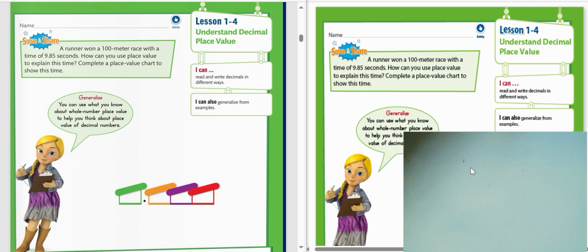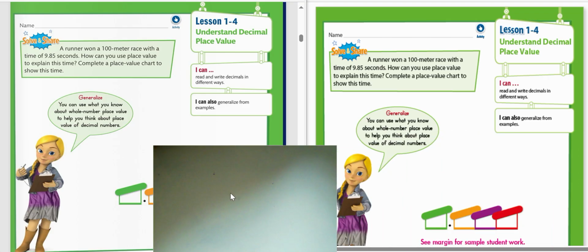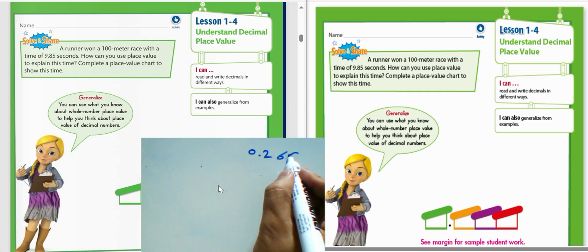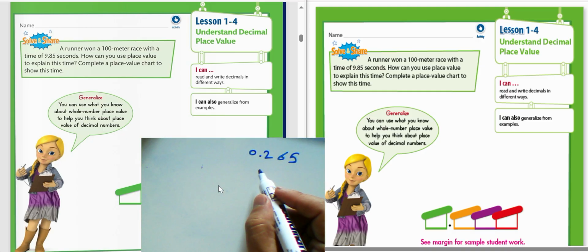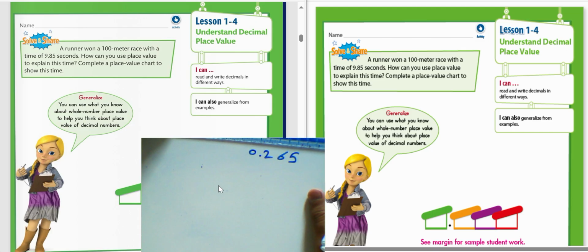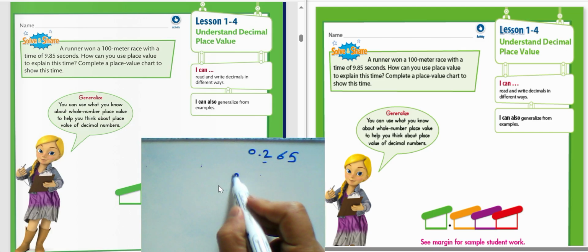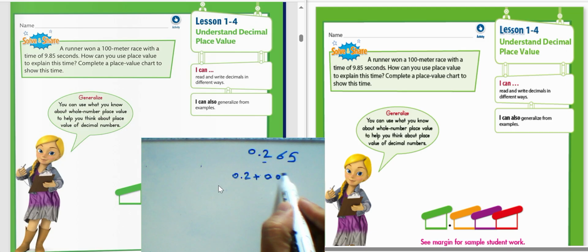How are you? Today we'll explain from the book, volume number 1, lesson number 4, topic 1. Understand decimal place value. What about the place value of the digits in this number, 0.265? We call it 265 thousandths. The value of the digits: 2 tenths, 6 hundredths and 5 thousandths.